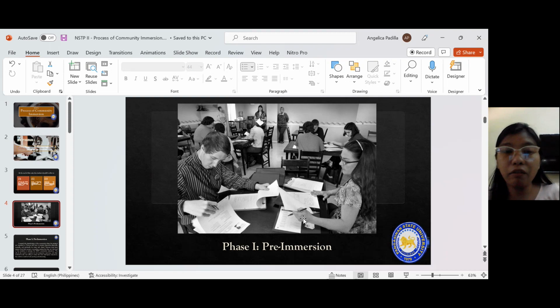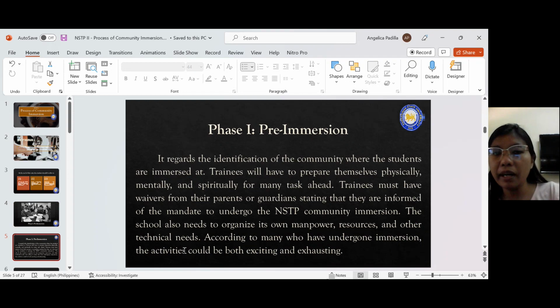Okay, so phase one, it's what we call pre-immersion. When we say pre, before immersion. So before you go outside, before you go out and implement the project in our chosen community or in our chosen barangay, there are things that we need to do, we need to consider, we need to inculcate in our minds before going there.